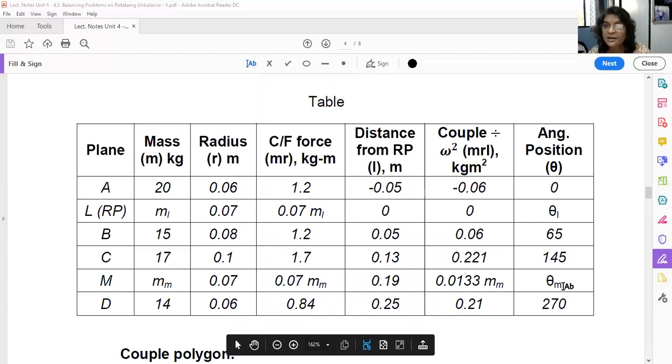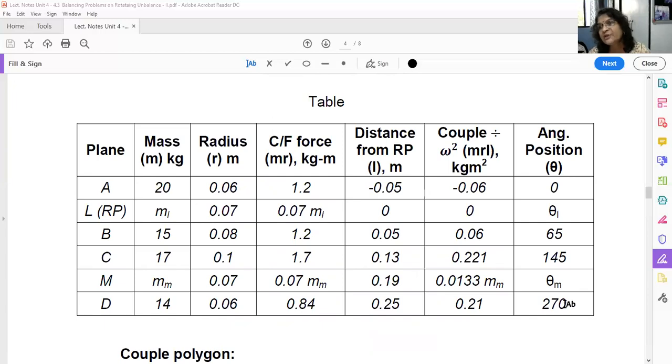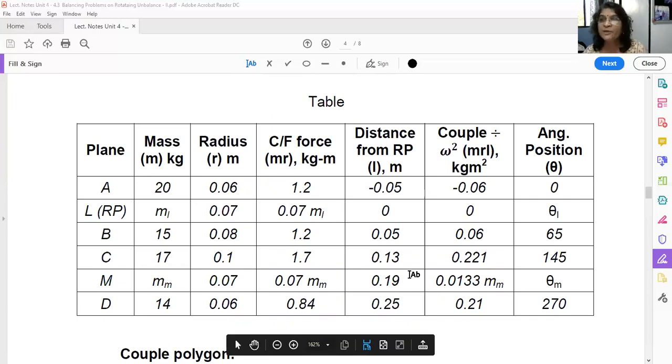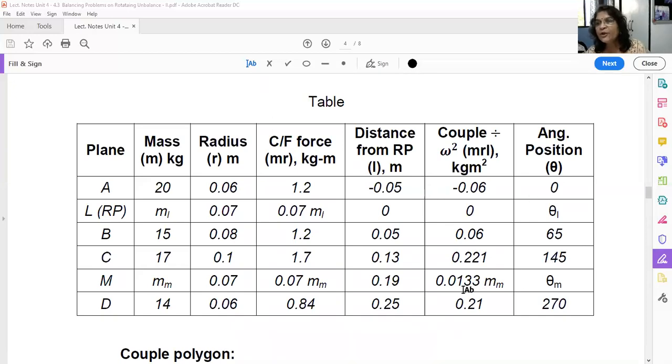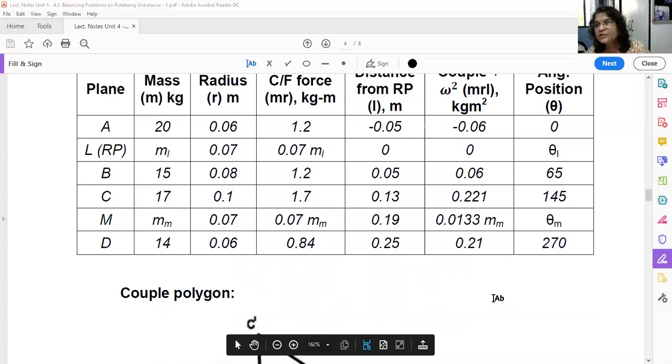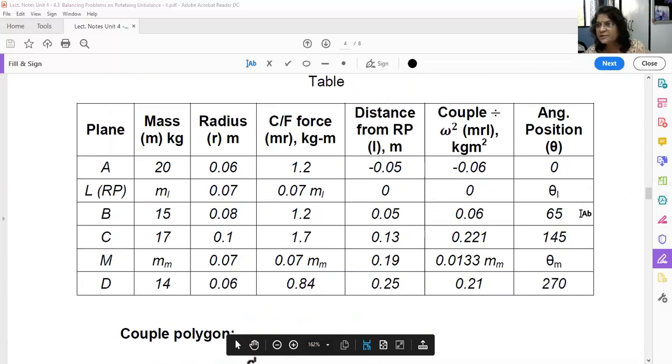Of course, you can draw the couple polygon by taking any sequence. You can draw first this vector, then this, anything. Your answer will be the same. You can try it at home. But what is recommended is that you draw the couple polygon by taking the angular positions in sequence from 0 to 360. That will be somewhat easier. So naturally these angles are also automatically 0 to 360 only.